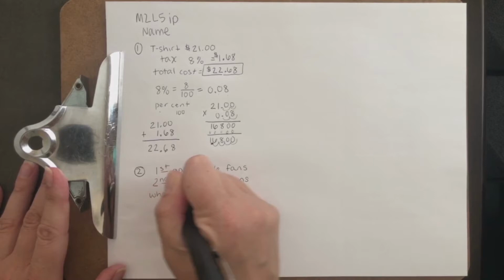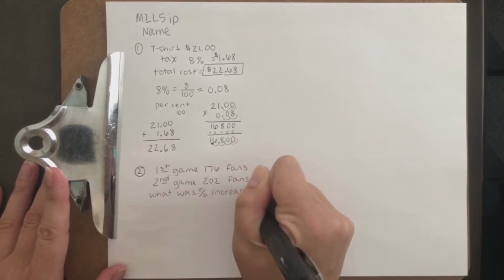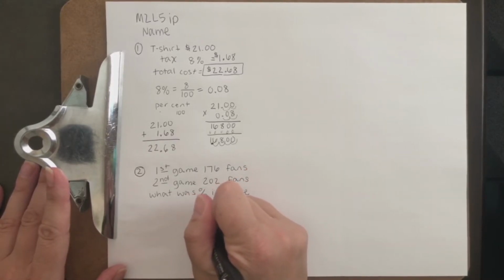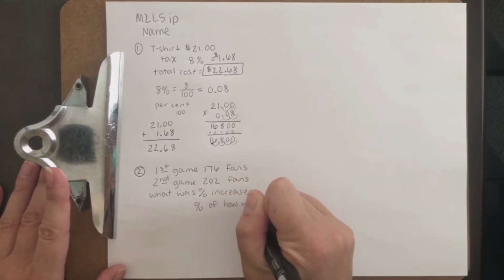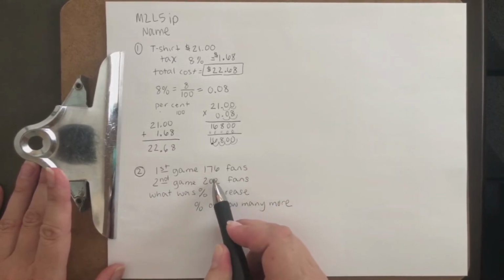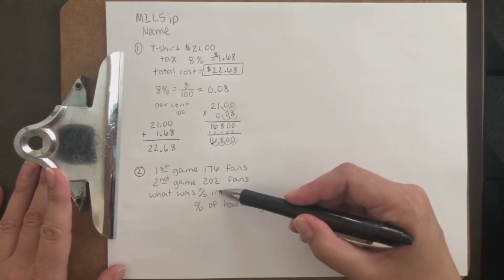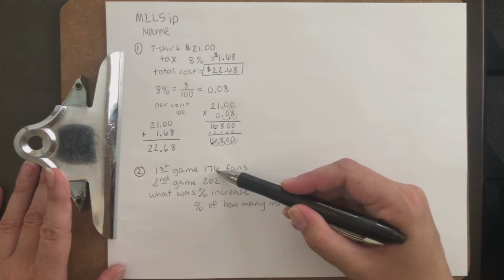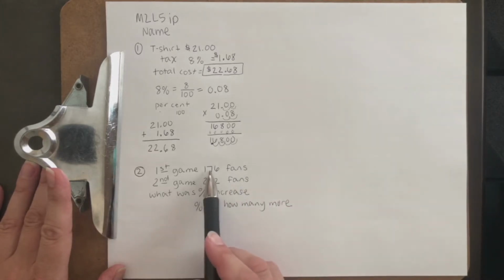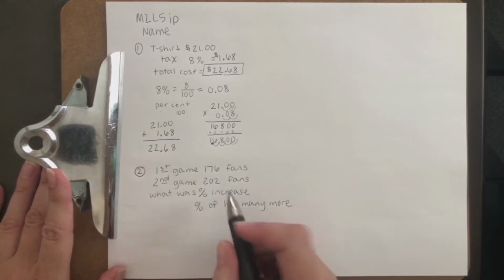So what was the percent increase? So the percent of increase, the percent of how many more? So we're going to find out how many more people came and then determine that as a percent. So we'll find out how many came by saying 202 minus 176. That will tell us how many more people came to the second game. So I know that 175 plus 25 is 200. So I think it's 26. But let's double check my mental math here.